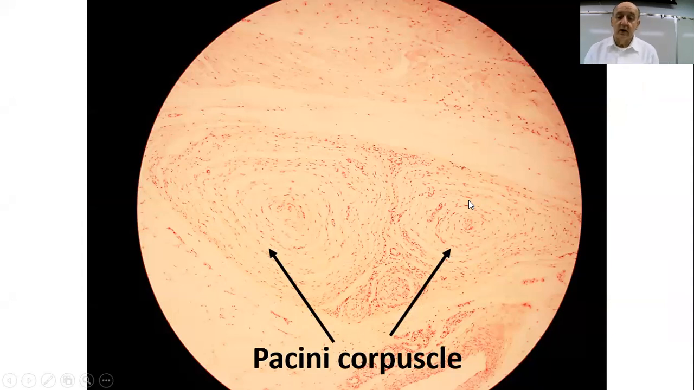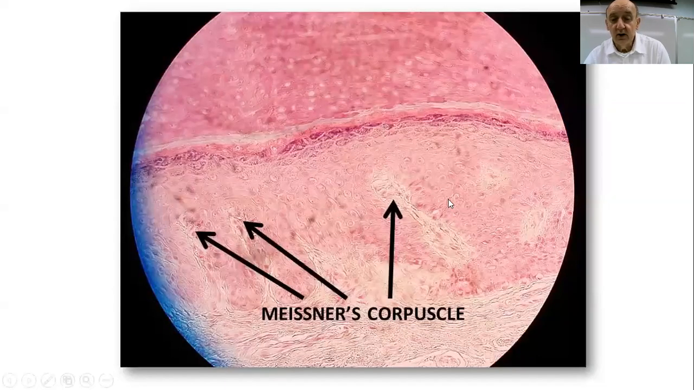You are supposed to recognize these Pacini corpuscles from this microscope slide. And the only other microscope slide that we have about general senses is the Meissner corpuscles. You see both of these Pacini and Meissner corpuscles on the skin model. This is what they look like in real life.